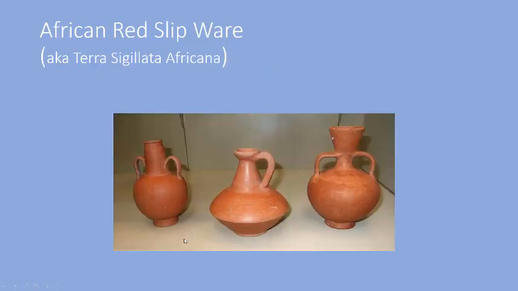African red slipware. This is the ware that is found in sites that tend to date from about the beginning of the Common Era to about 600. And here's a few examples. Pretty red slipped, aren't they?